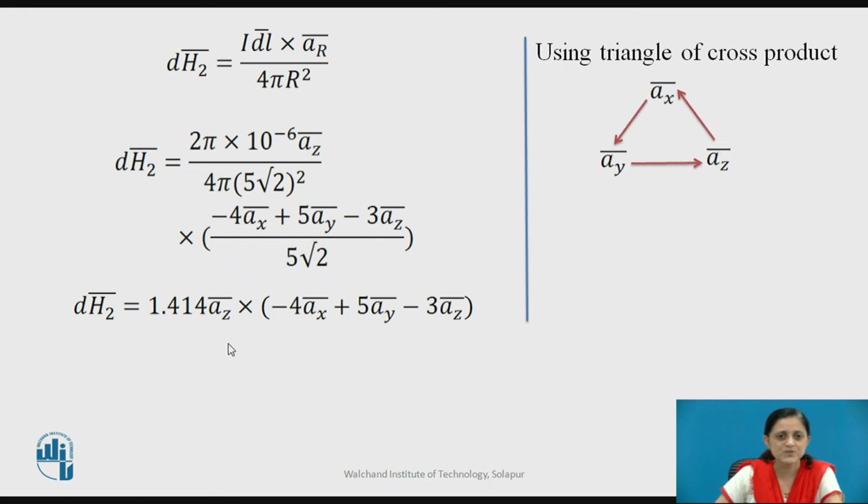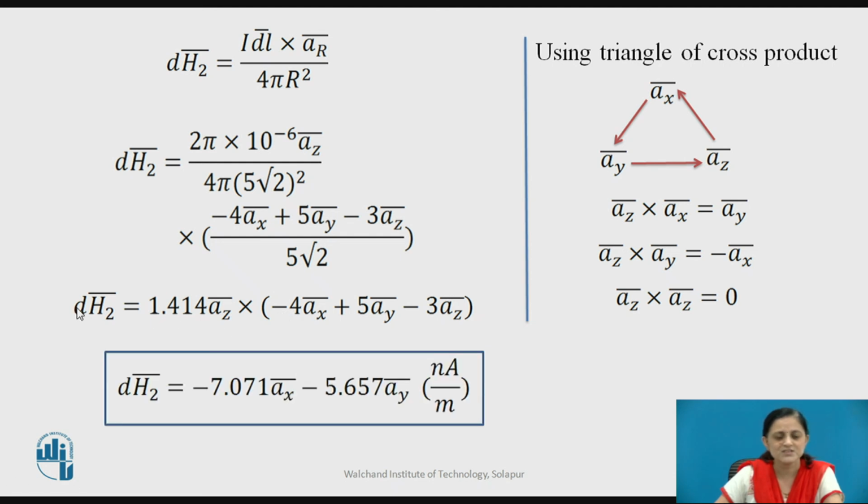Again you have to follow the triangle of cross product rule. So here we require a bar z cross with a bar x, which is nothing but equal to a bar y. A bar z cross with a bar y is equal to minus a bar x, and a bar z when crossed with a bar z, the result is equal to 0. So by putting these values in this equation, you are getting the value for dH2 bar is equal to minus 7.071 a bar x minus 5.65 a bar y, again into 10 raised to minus 9, and therefore the unit for that answer is nano ampere per meter.